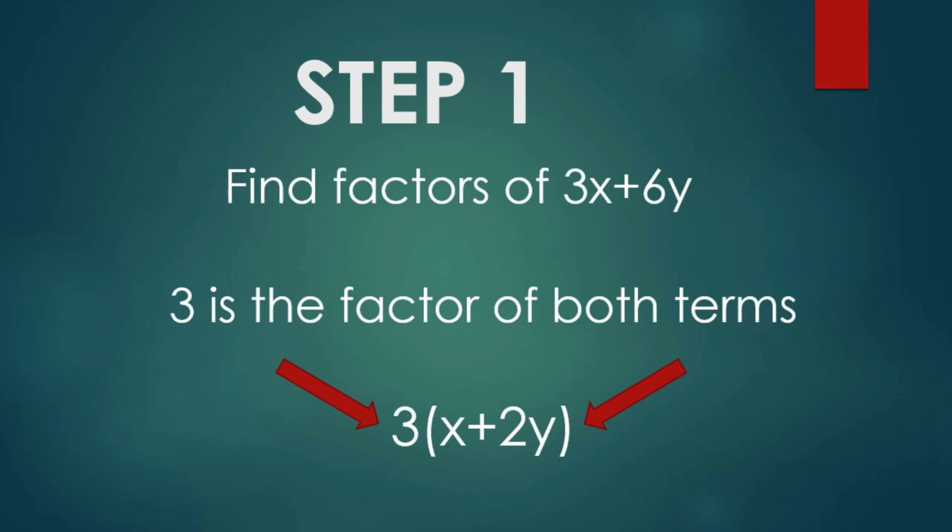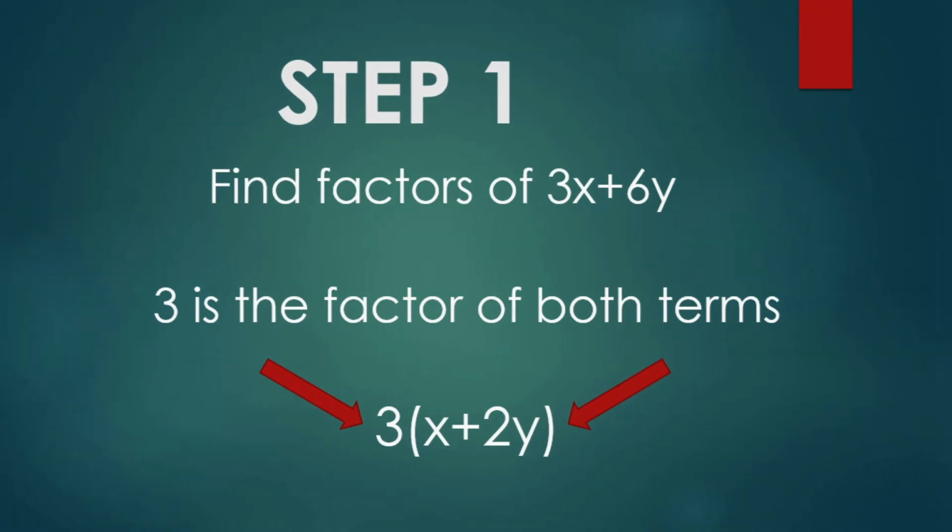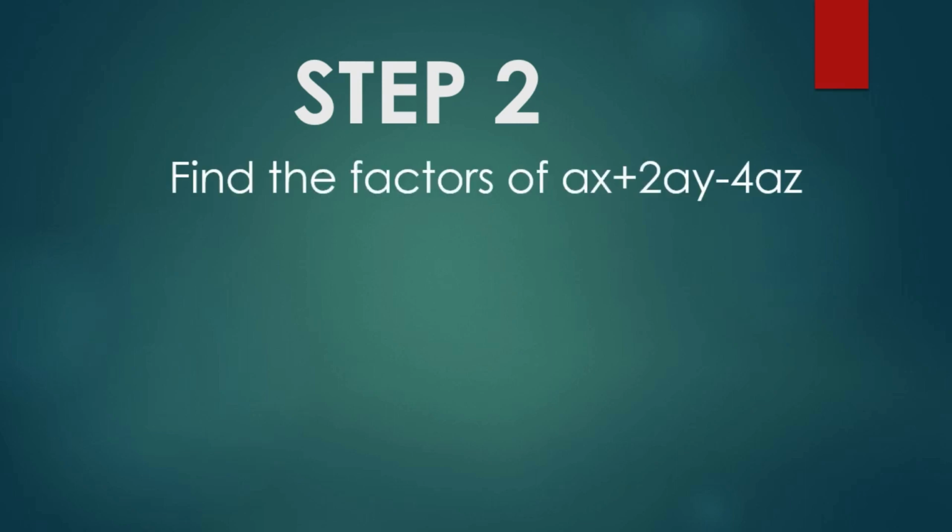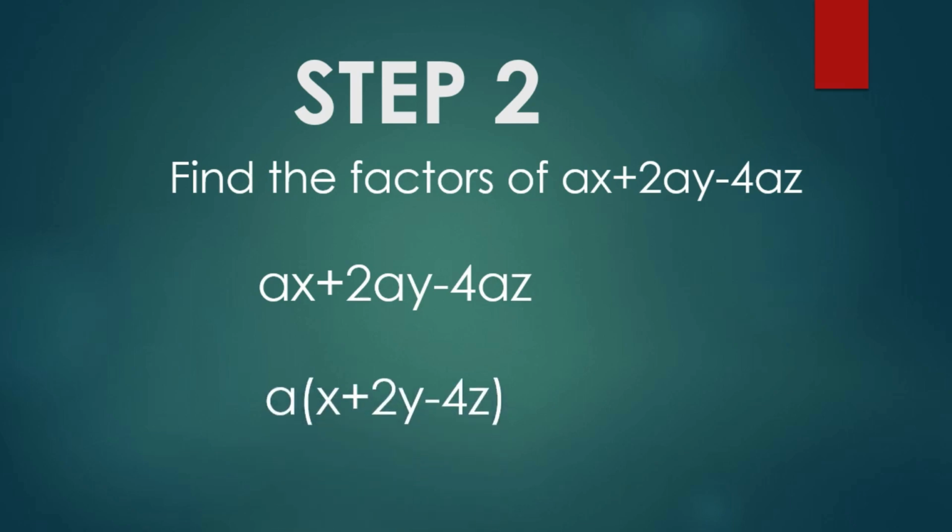Step 2 is another example, in which we have ax plus 2ay subtract 4az. This one will be the outcome, with a common inside the expression above, so we put a outside. As you can see, we factorize out a and put the rest of the sum in brackets as you can see there.